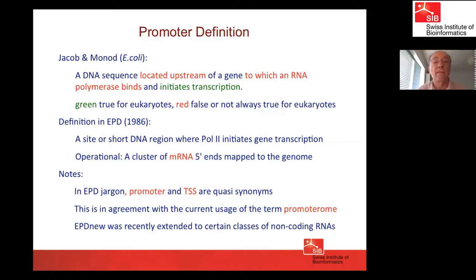So the only definition that somehow works for eukaryotes, and which we applied when EPD was created, is that a promoter is a short DNA site or a short DNA region where Pol II initiates gene transcription. And note that I specified that it should initiate gene transcription and not just transcription, because RNA polymerase can also initiate transcripts which do not give rise to RNA or protein products.